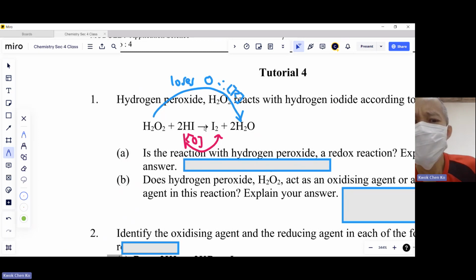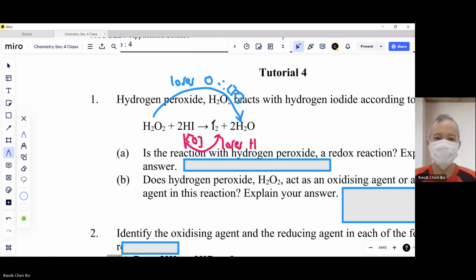HI becomes I2. What has happened? Yes, good. Loses hydrogen. So that's how you explain. So we can see it's a redox reaction, because it contains both reduction and oxidation, if you want to be complete in your answer.